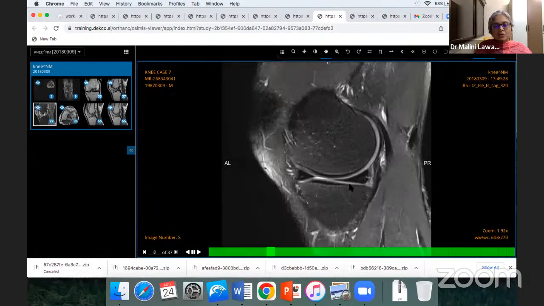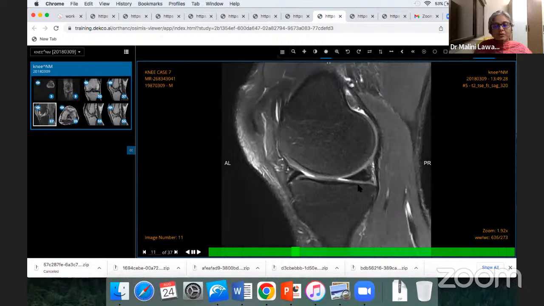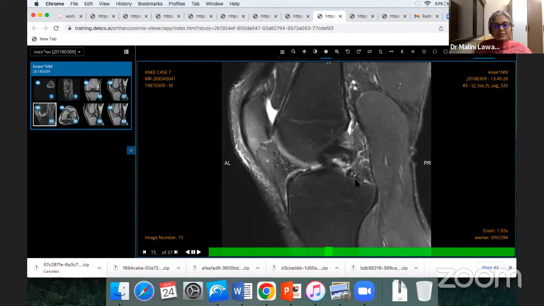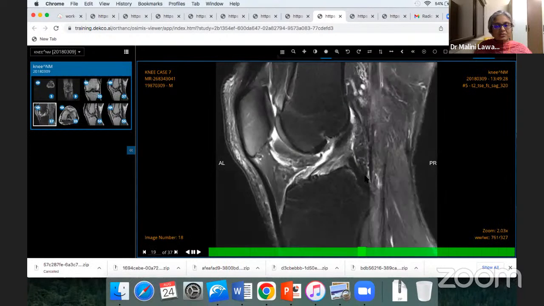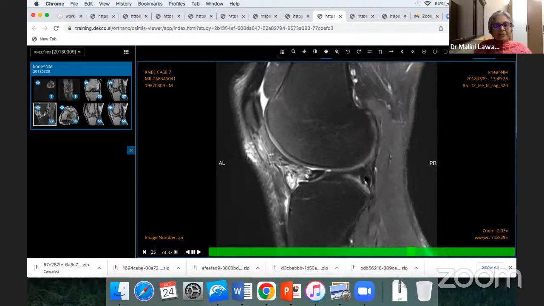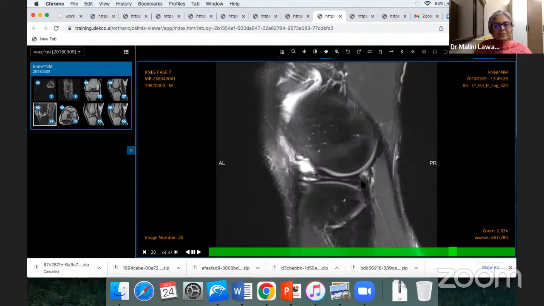Medial meniscus looks normal, normal anterior horn, posterior horn. This is the root attachment, which is degenerated, but still it's reaching the level of PCL, so it is fine. We look at lateral meniscus and see what is abnormal.